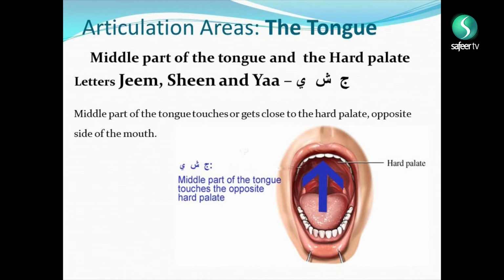Then for the middle part of our tongue, in that case we use the connection or closeness to the hard palate. Letters jim, sheen and ya. So the middle part of our tongue, when it gets closer to the roof of our mouth, the hard palate, in that case we have three letters: jim, sheen and ya, or you can say jim, ya, sheen, like the word jaysh, so it can be memorized easily. For these three letters, we connect the middle part of our tongue to the hard palate.